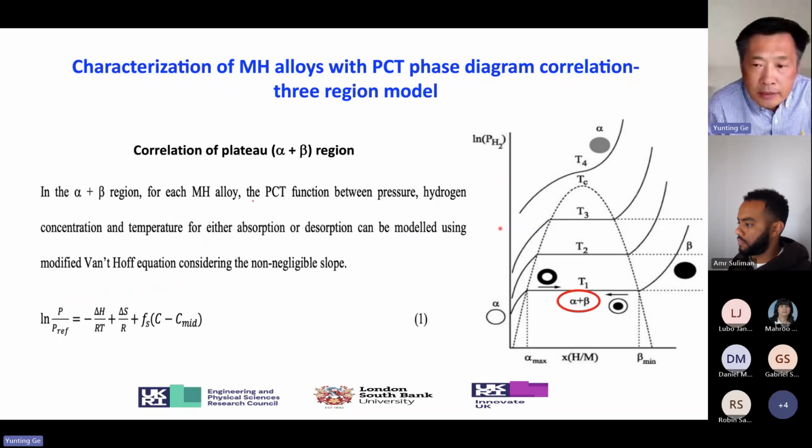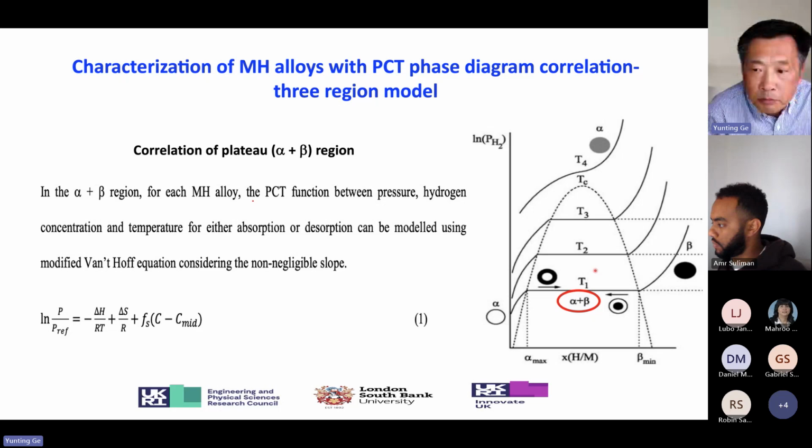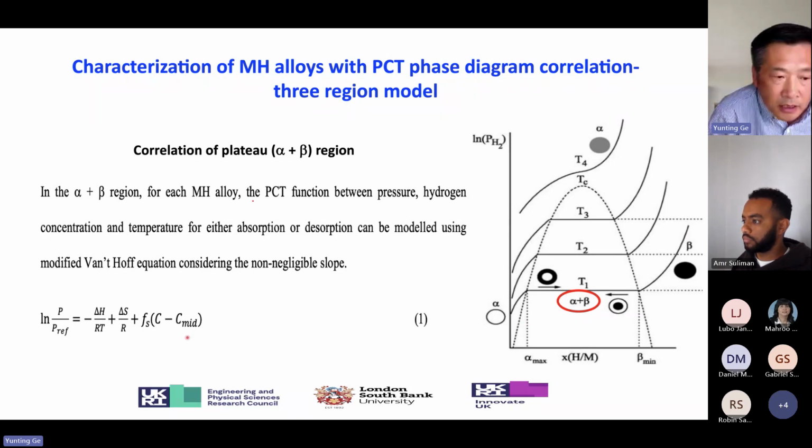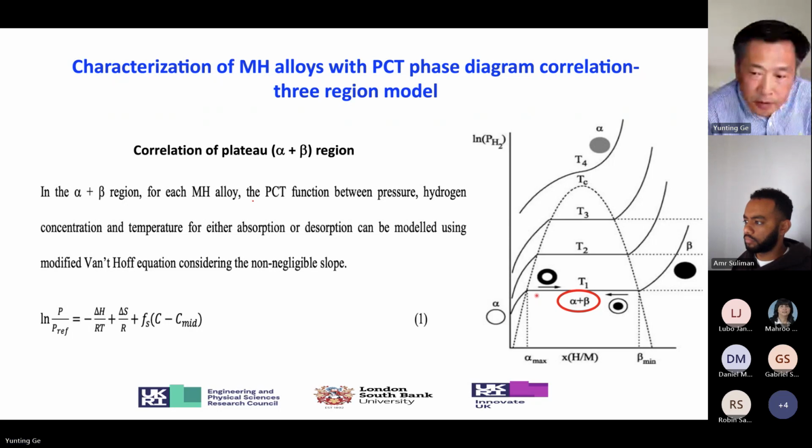So as we explained before, for each metal hydride alloy, its PCT profile can be divided into regions: alpha, beta, and alpha plus beta. We use a different formula for each region. For example, for this alpha plus beta region, since it's a linear relation between pressure and temperature, and also on the concentration like this, we use this formula to model the metal hydride within the alpha plus beta region for both desorption and absorption processes.